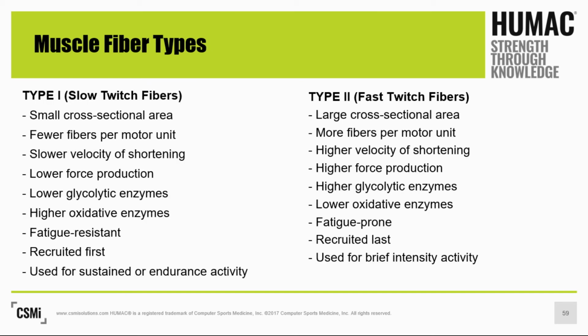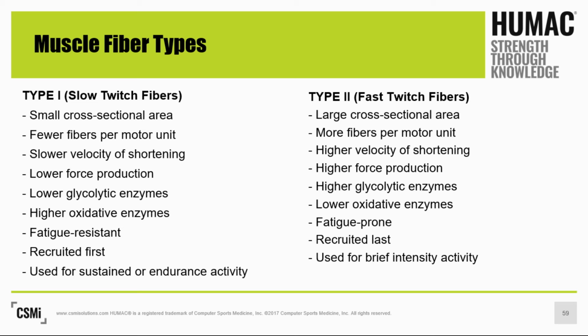When discussing muscle strengthening, we have to talk about the difference between type 1 and type 2 muscle fibers. Type 1 are smaller, with less fibers per motor unit and a slower contraction speed. They produce less force, but they're also resistant to fatigue. We typically recruit these first when exercising or performing tasks, and it's our primary fiber for sustained or endurance activity.